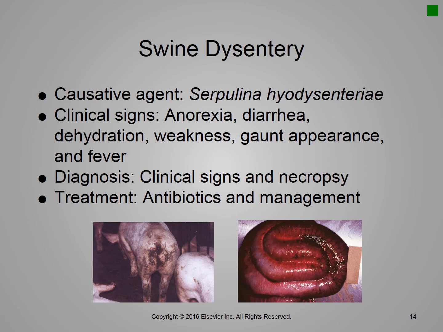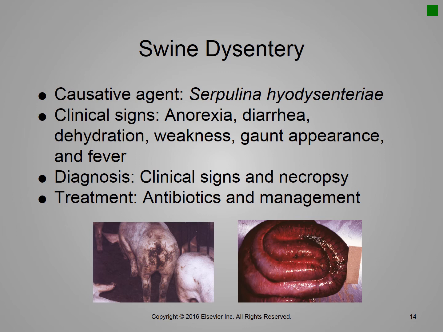Swine dysentery, you'll see quite a bit about swine dysentery. It is a problem caused by a bacteria, Serpulina hyodysenteriae, I'm just going to say H. And as you expect with a name like dysentery, it's going to be a disease that causes diarrhea. Anorexia, diarrhea, dehydration, weakness, gaunt appearance, fever. A lot of these guys, with pigs, you're seeing it's diarrhea, respiratory, diarrhea, respiratory, diarrhea, respiratory.